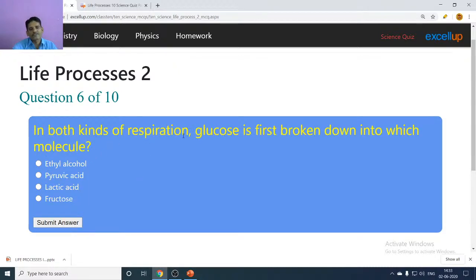In both kinds of respiration, I mean aerobic respiration and anaerobic respiration, glucose is first broken down into which molecule? What is that process? Glycolysis. What happens during glycolysis? Glucose breaks down into pyruvic acid.